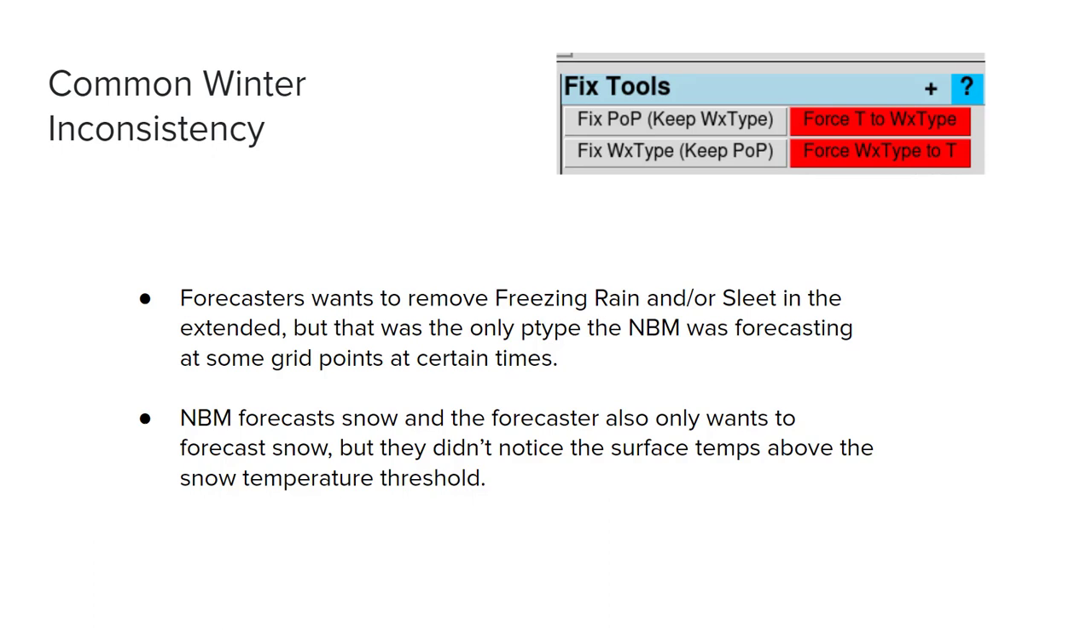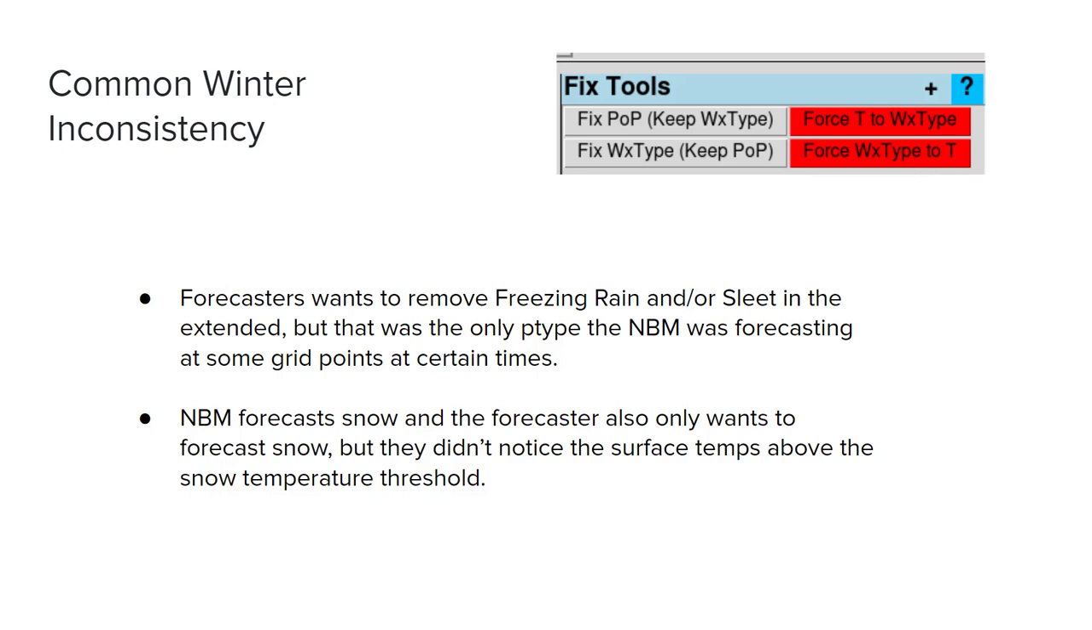Either you can fix or force your temperature grid to match your weather type, or fix or force your weather type to your temperature. Some common inconsistencies that show up in the real world are that the forecaster wants to remove freezing rain and or sleet in the forecast, so they don't initialize those types. But that was the only precip type that the NBM was forecasting at those grid points.